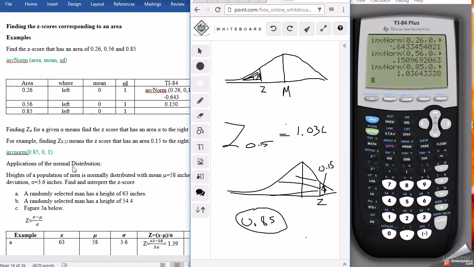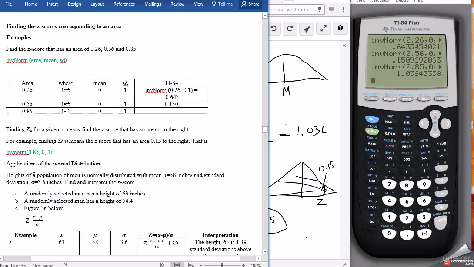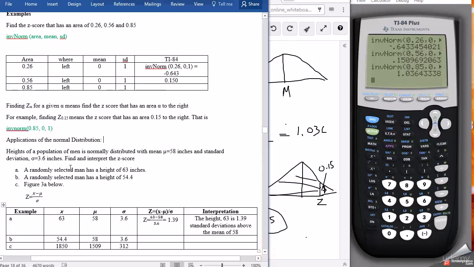Okay, all right, so moving on, we have applications. We just want to see how we can interpret some z-scores. Now remember, a z-score is telling us how many standard deviations a particular score is from the mean. Okay, so given a random variable, we have a mean of 58 right here, and standard deviation of 3.6. So we want to interpret or see what 63 inches of height means.